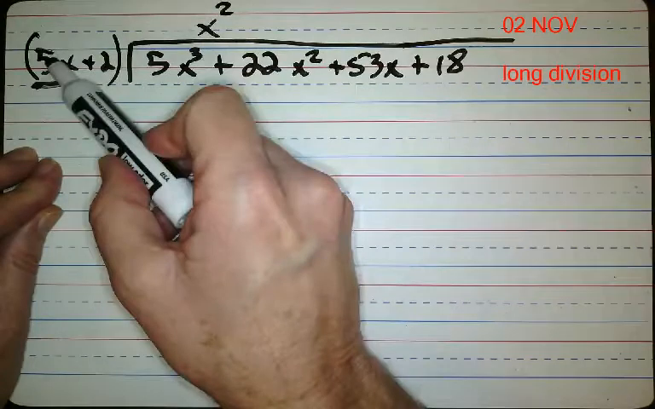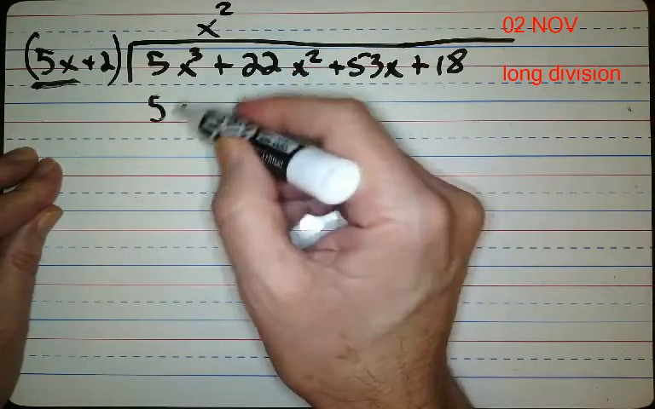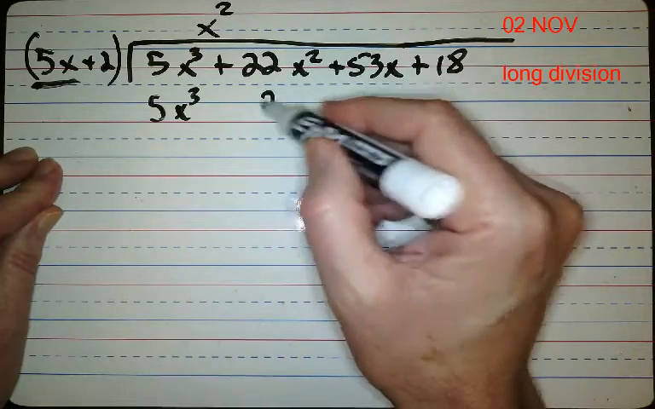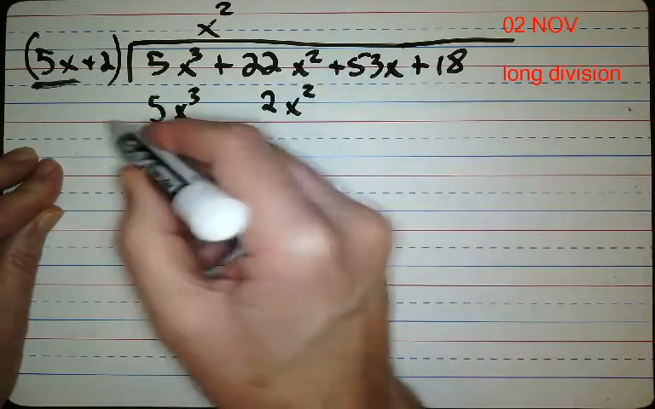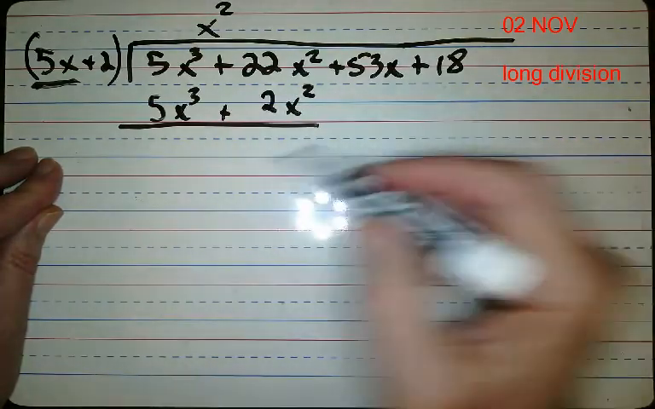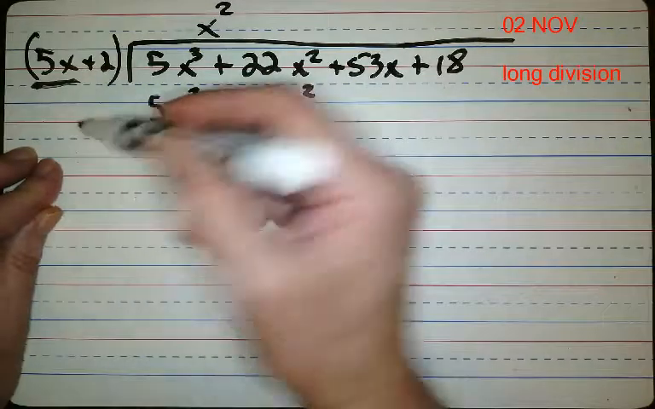So x squared times that would be 5x cubed. X squared times that would be 2x squared. Alright? Now then, remember in long division you have to subtract.